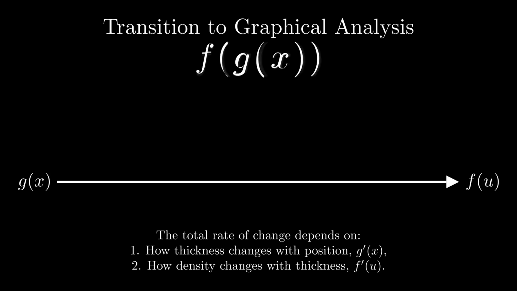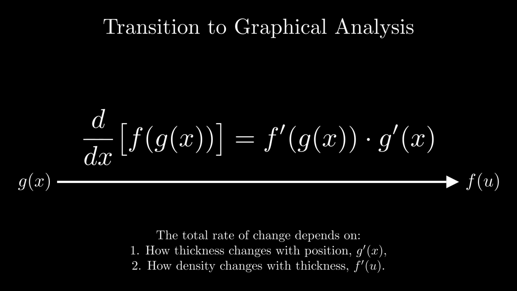These two rates combine to form the chain rule, which expresses the total rate of change of f of g of x as the product of f prime of g of x and g prime of x. The chain rule lets us understand how changes in one variable cascade through a nested relationship. Now, let's see this visually on a graph.